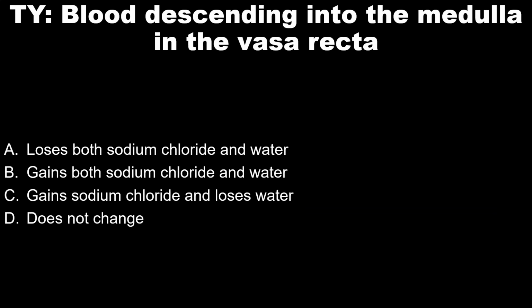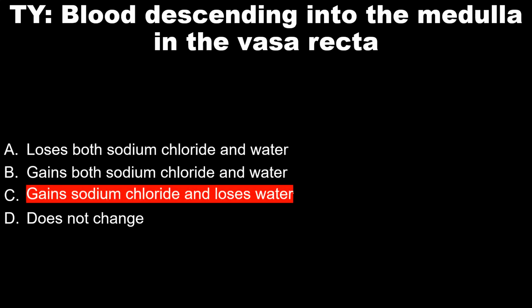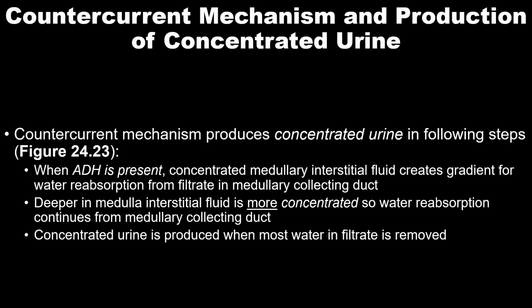Blood descending into the medulla in the vasa recta, so this is the descending vasa recta, does which of these? It gains sodium chloride by losing water. Remember that. So the countercurrent system is going to be really complicated, but let's take time to summarize this function.